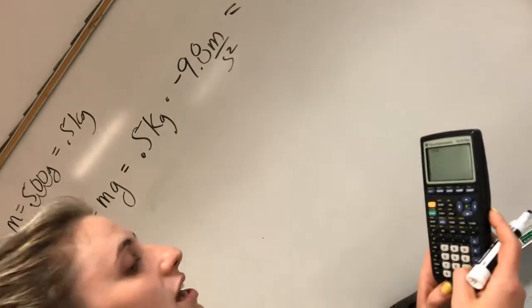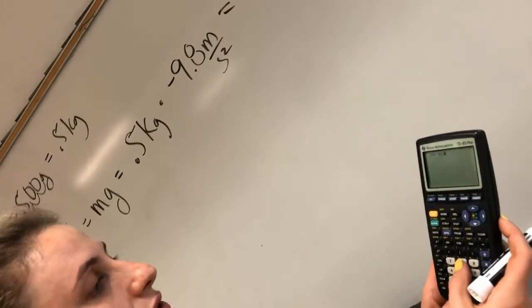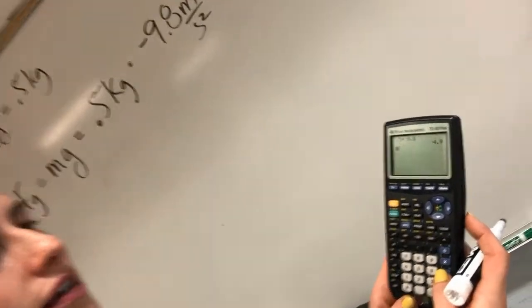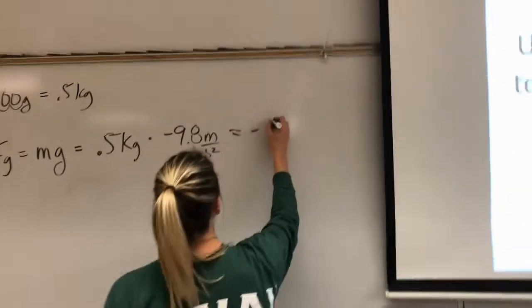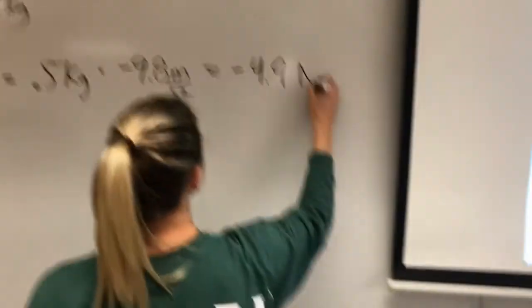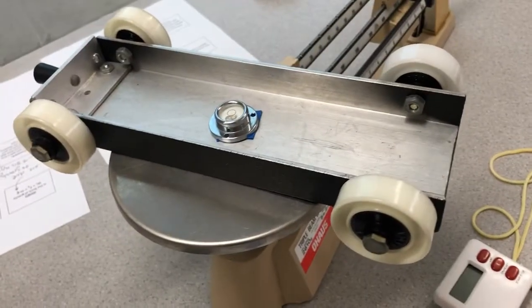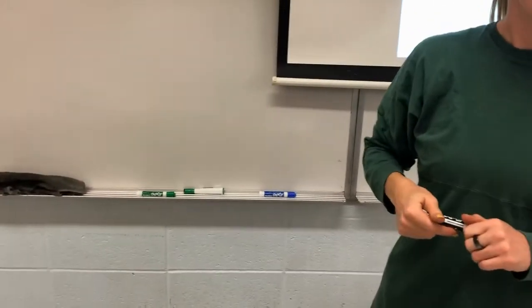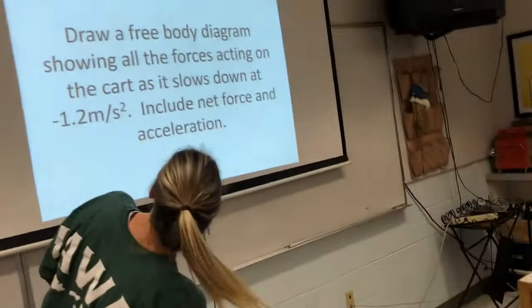0.5 times negative 9.8 gets me negative 4.9. That's about half of 9.8. Yeah, negative 4.9 newtons. So that's how much it weighs. Why is it negative? Because the force of gravity is down.